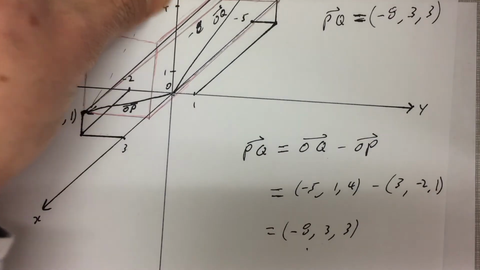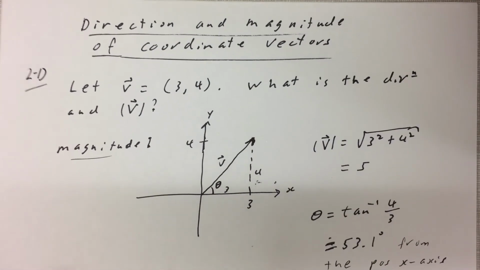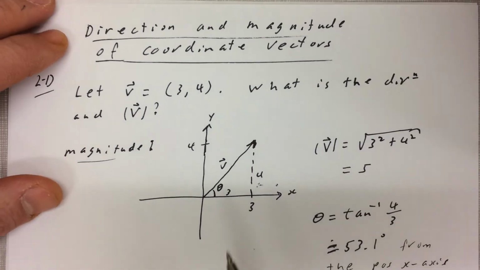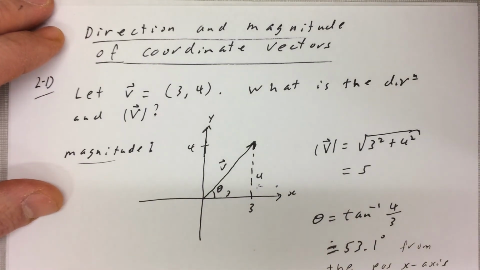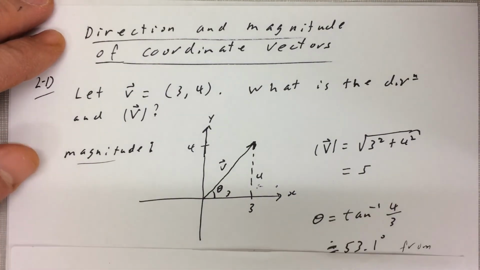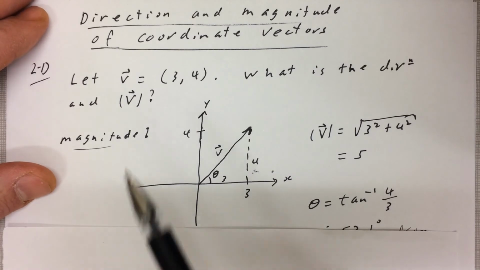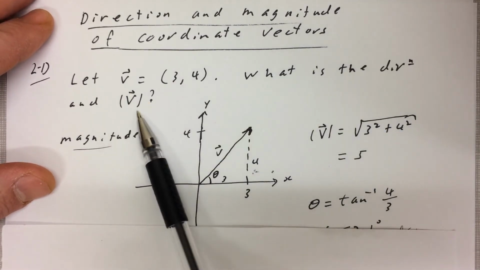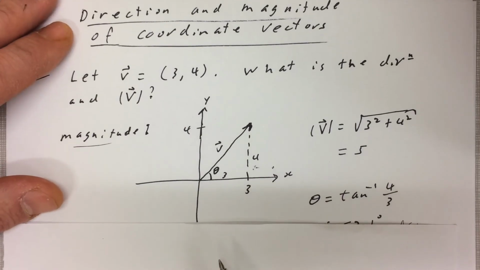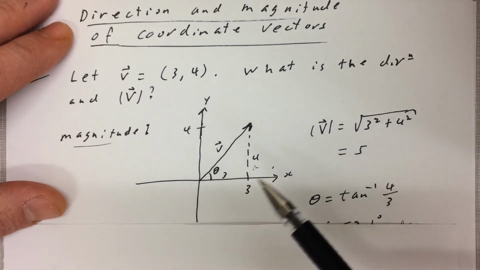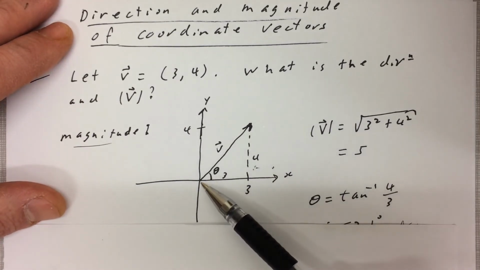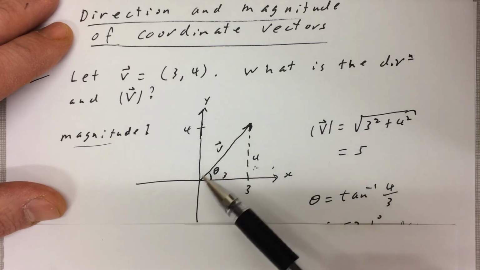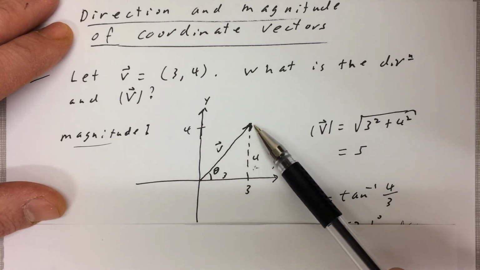Now, if we look at direction and magnitude of these vectors, so we've got direction and magnitude. So a vector in 2 dimensions. Let v equal 3, 4. What is the direction and the magnitude? Okay. So the magnitude, if we draw the vector 3, 4, there it is, from the origin to the point 3, 4.